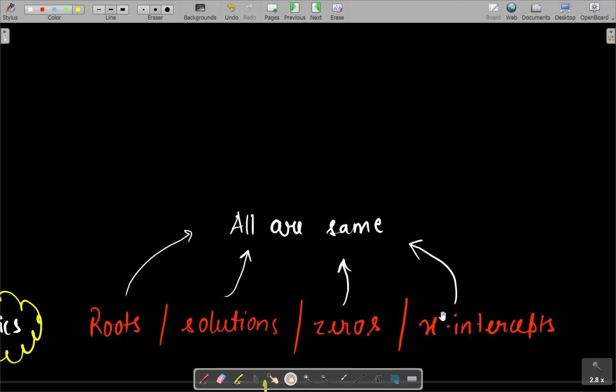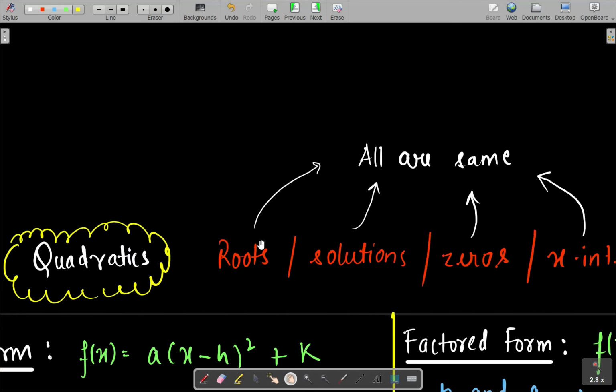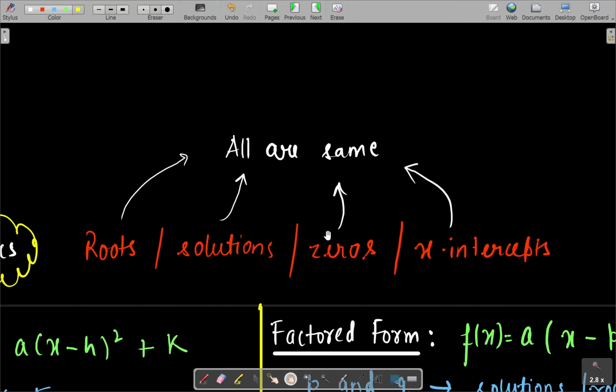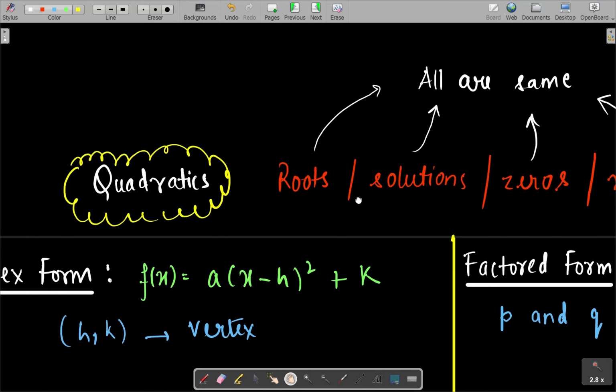X-intercepts is used for graph, if the graph is given. The word root is used for polynomial. Zeros is used for function. Solutions is used for equation. And actually, these words are used interchangeably, roots, solutions, and zeros.